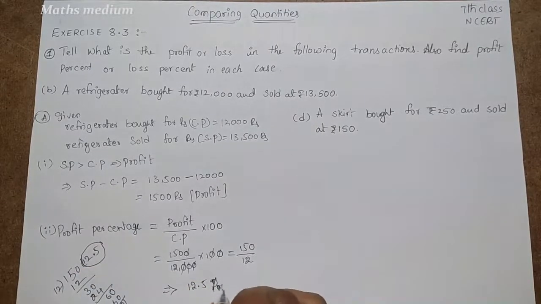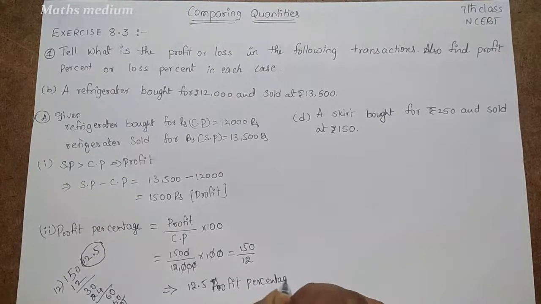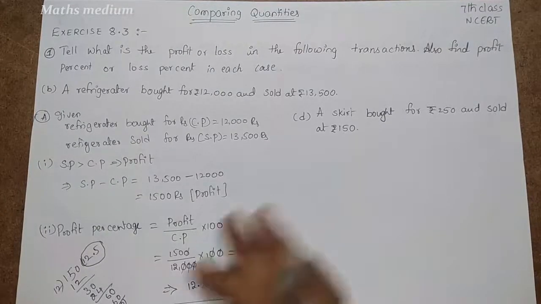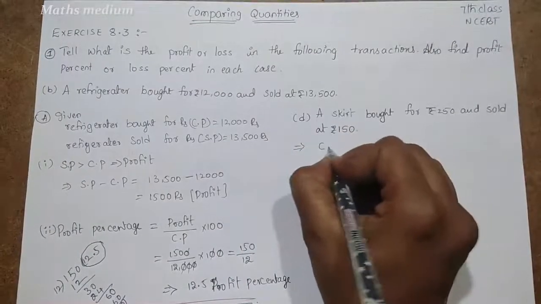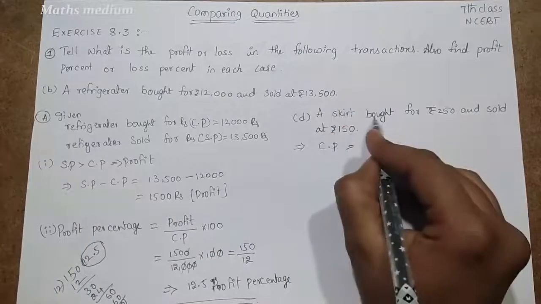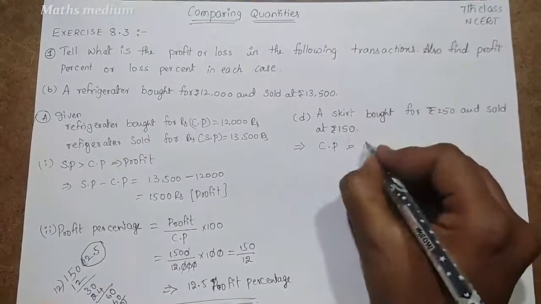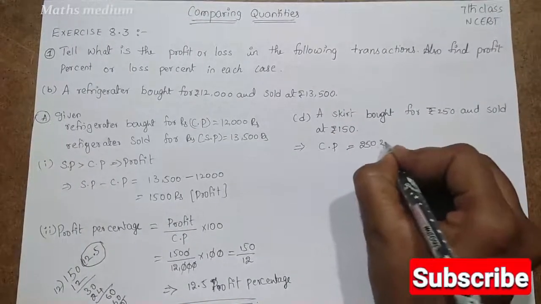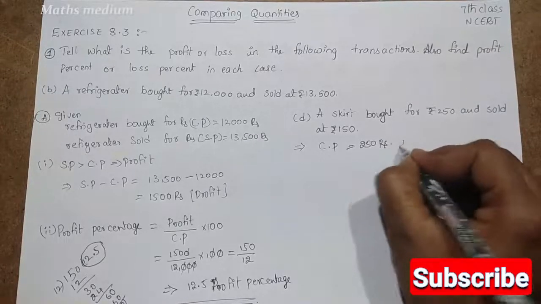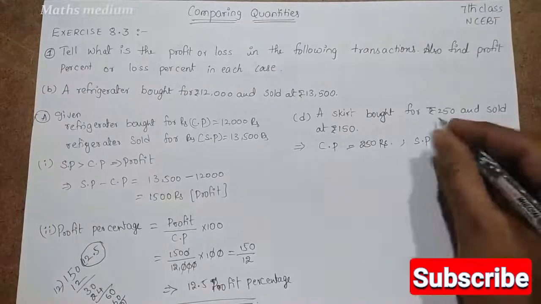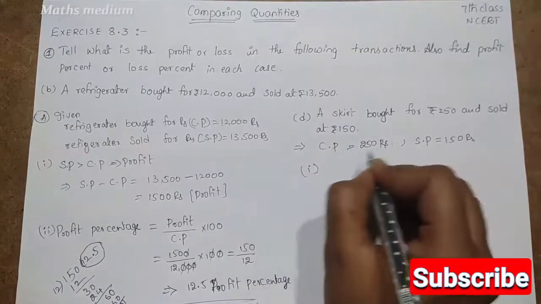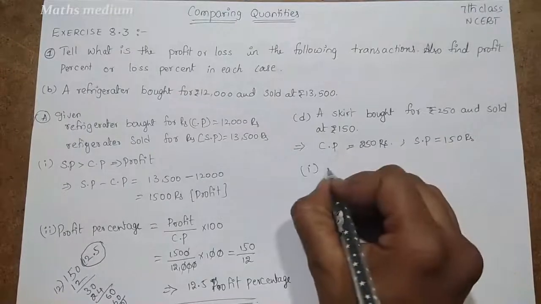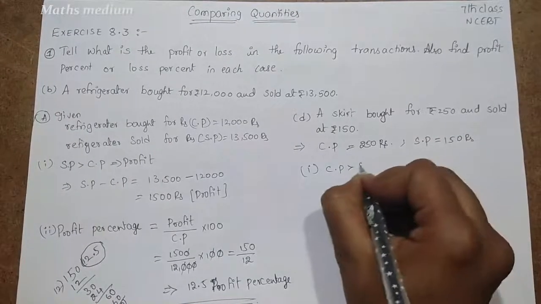So it is profit percentage. So this is the one. Similarly, let's start here. CP, it means cost price, is bought for 250 rupees. So it is CP, 250 rupees. SP, it means selling price, that is 150 rupees. So here CP is greater than SP. So CP is greater than the SP.